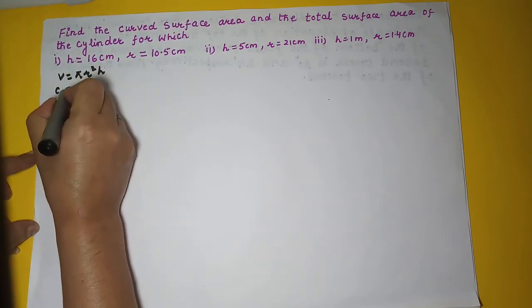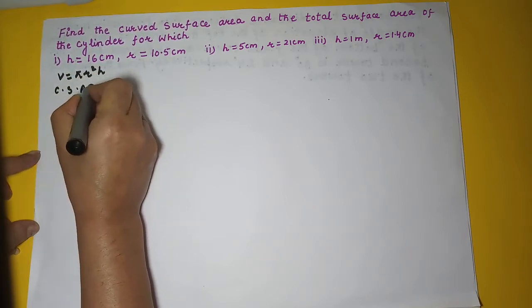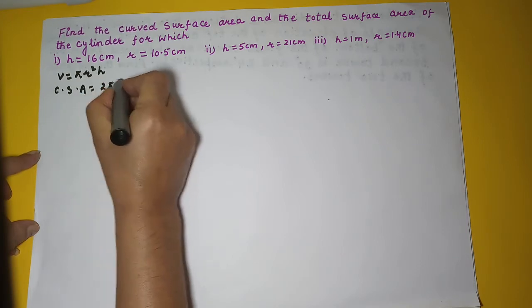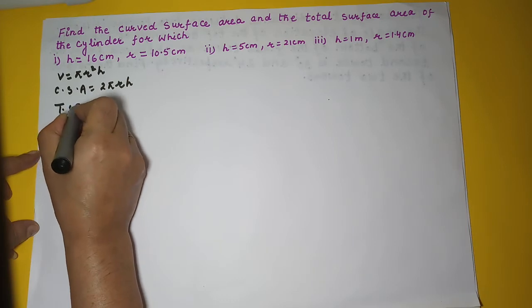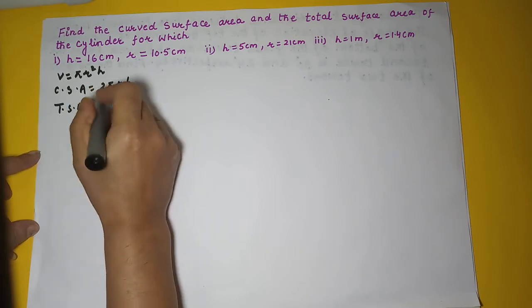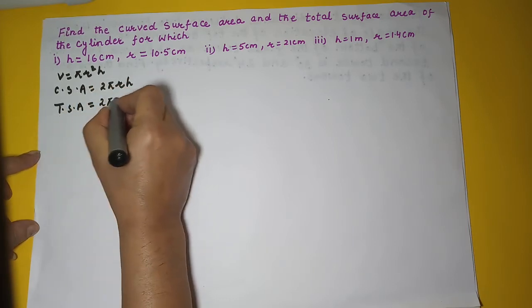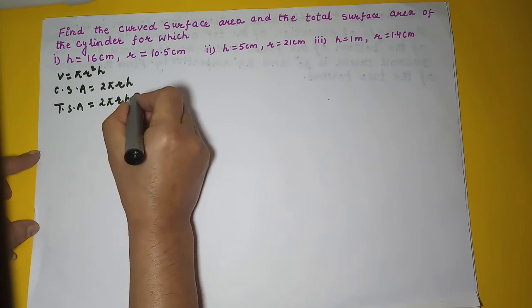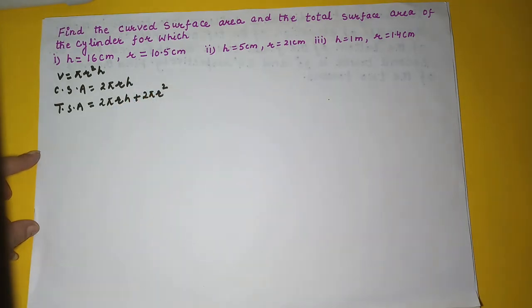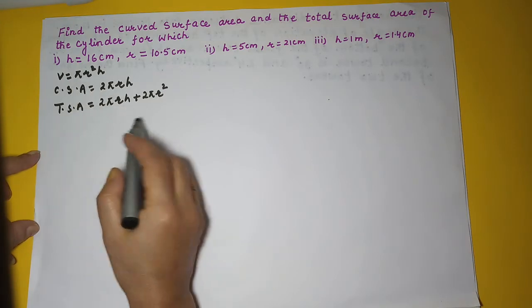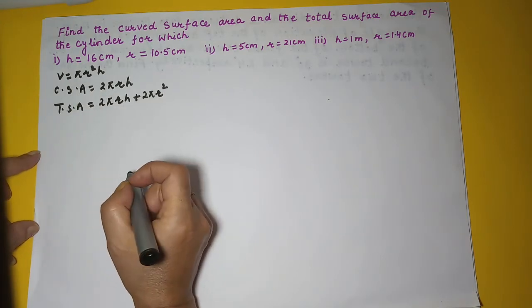Curved surface area of cylinder is 2 pi r h, and total surface area of cylinder is 2 pi r h plus 2 pi r square. We have done these formulas, we have learned these formulas in the introductory video. So based on these formulas, we are going to solve the sums now.